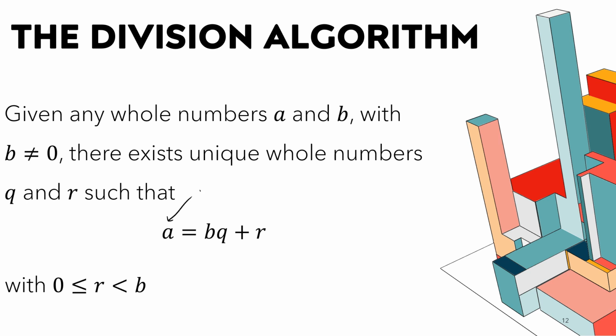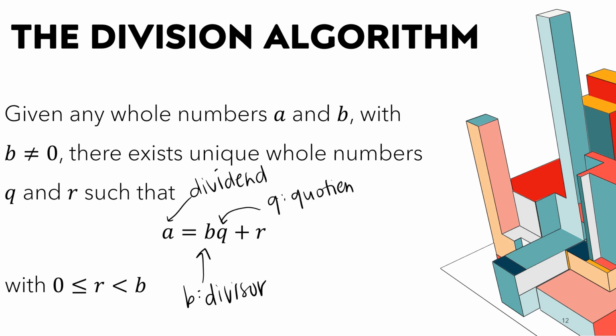A represents our dividend, that's the big number. B is our divisor, that's what you're dividing by. Q is the quotient, that's the answer. Little r, you can probably guess, is the remainder.